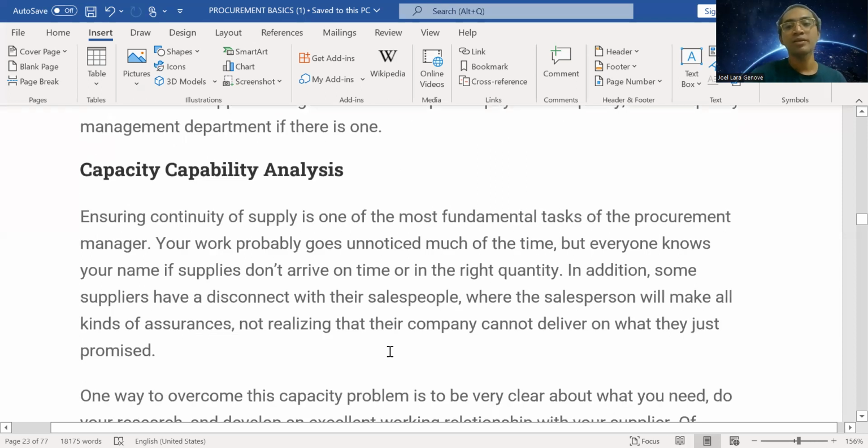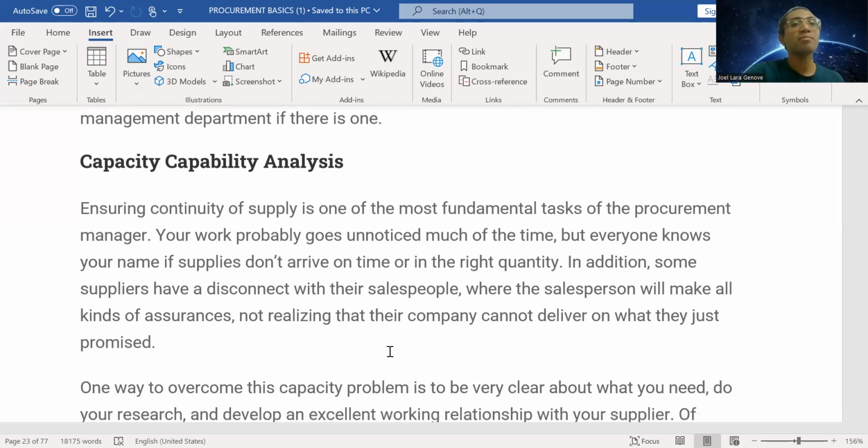Capability analysis, capacity analysis: ensuring continuity of supply is one of the most fundamental tasks of the procurement manager. Listen to that carefully. The most fundamental task of procurement is ensuring continuity of supply. You want a longer relationship with your supplier because probably you will get the supply at a low cost. Your work probably goes unnoticed much of the time, but everyone knows your name if supplies don't arrive on time or in the right quantity.